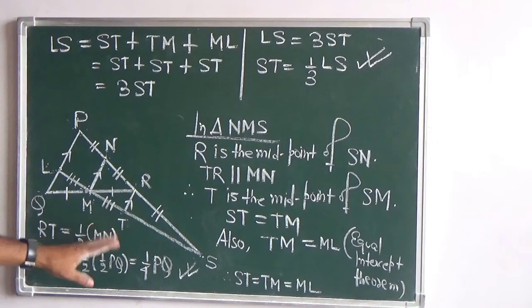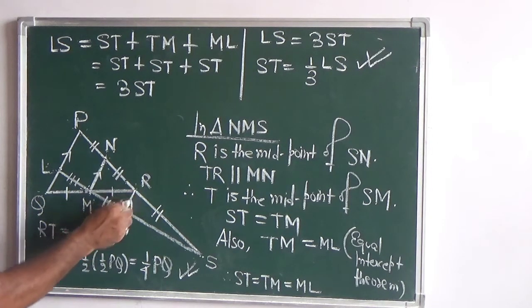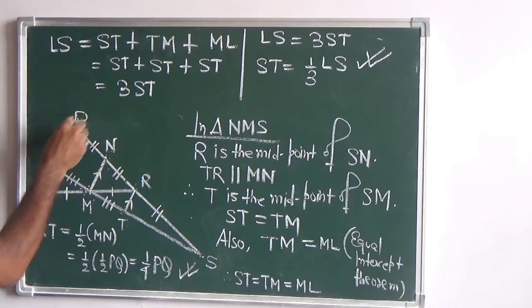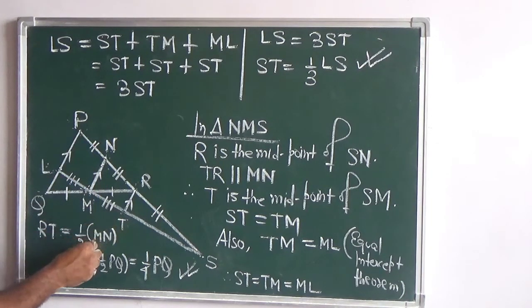And the second part of the question, we applied the midpoint theorem to prove it. Again I am repeating it. RT, in this triangle, R is the midpoint, T is the midpoint, so RT is half of MN. In this triangle, M is the midpoint, N is the midpoint, so MN is half of PQ. So RT is half of MN and MN is half of PQ. So half of PQ is 1/4 of PQ. So this proves the second part of this question, and hence this particular question is solved.